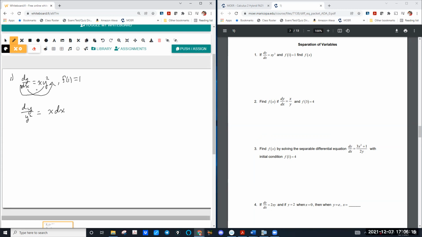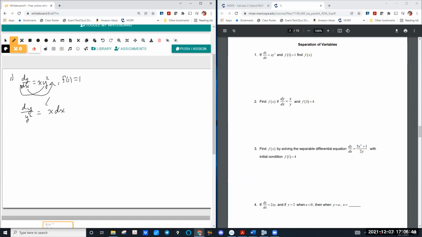Now, remember, you can only move things via multiplication and division, not addition and subtraction, and you need to move entire pieces. In other words, if you look at number 3 here on the worksheet, that 3x squared plus 1 all needs to stay together on whichever side it needs to go on. I think you'll get the hang of separation of variables really quick. But let's finish this one up and then see how we're doing.